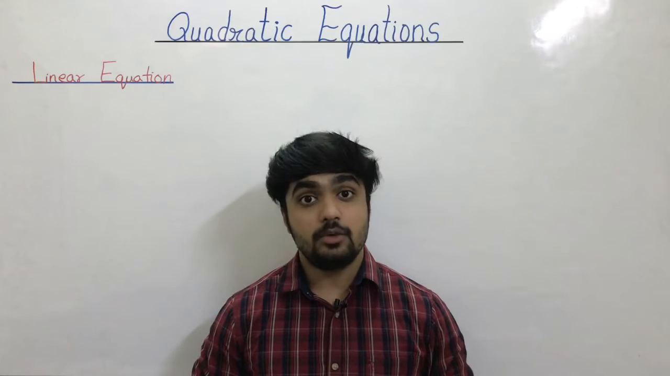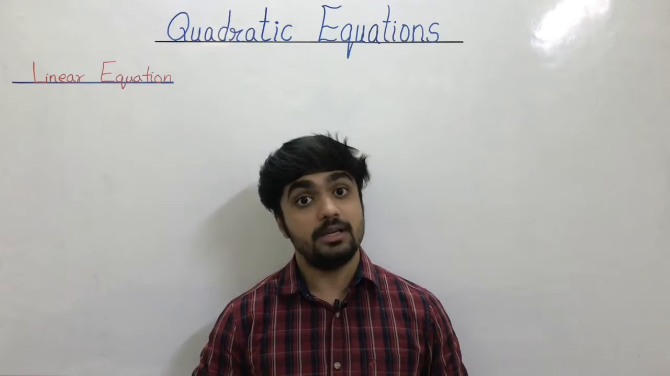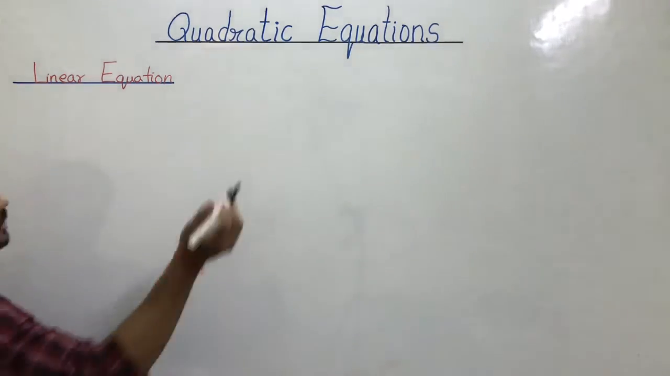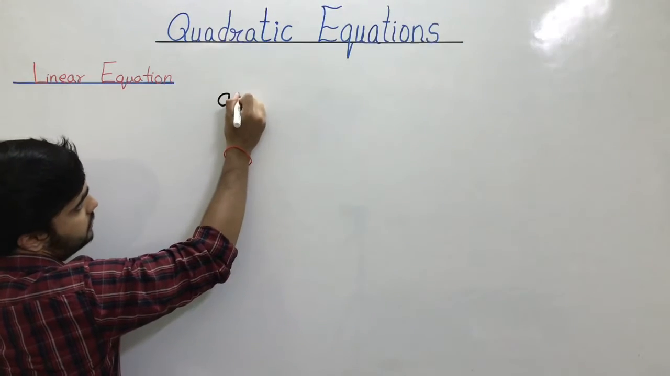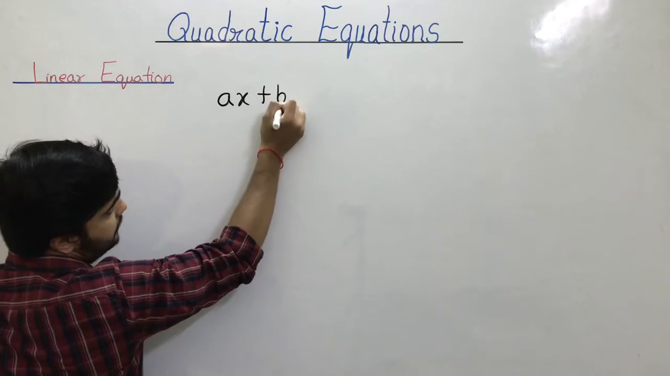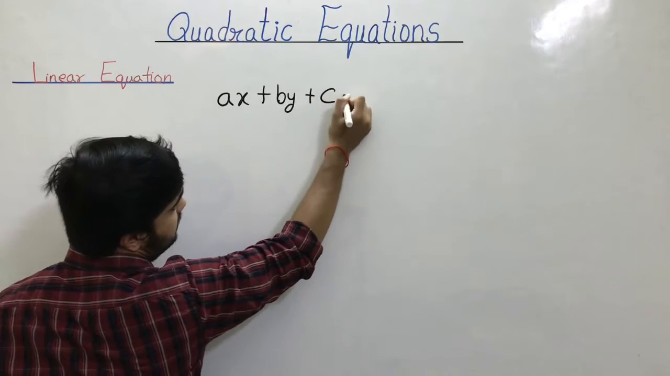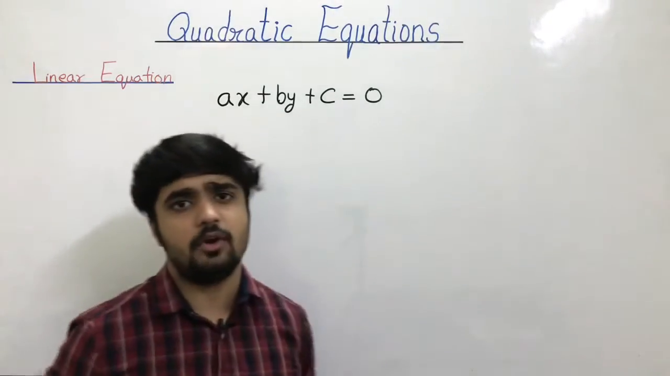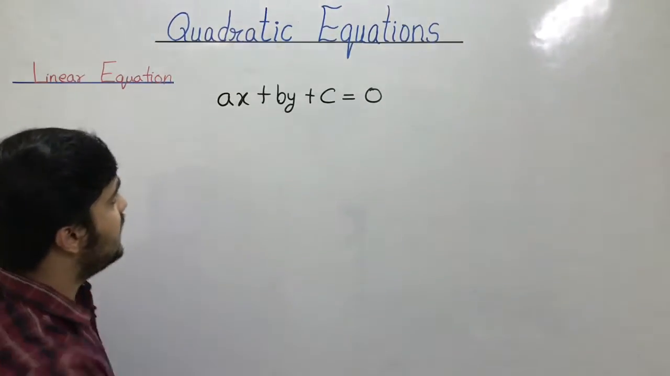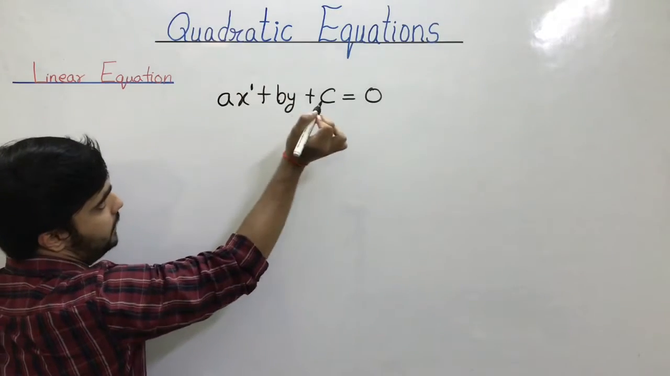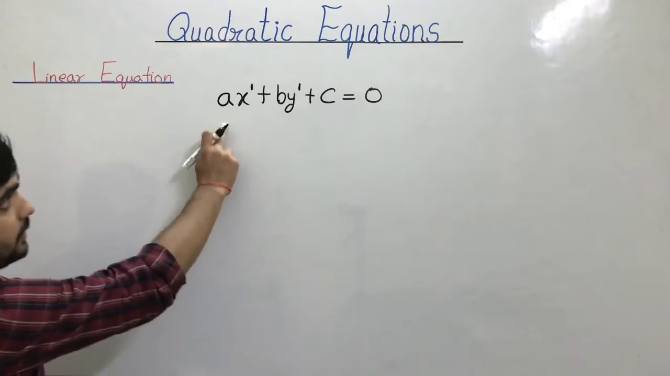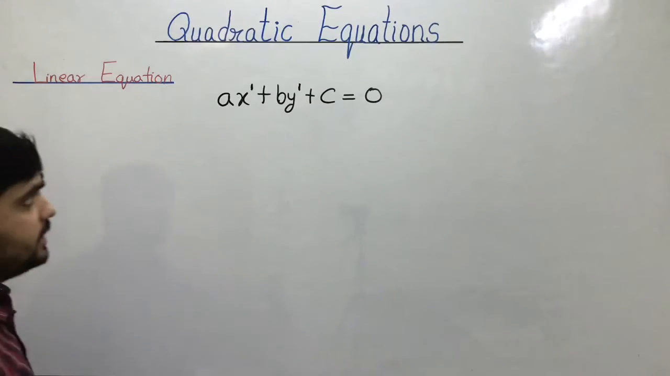So before getting into quadratic equations, let's see what are linear equations. So the general form of linear equation is ax plus by plus c is equal to 0. Now why is this equation called linear? As you can see, the degree of x is 1 and the degree of y is 1 in this case. Hence we call this equation a linear equation.